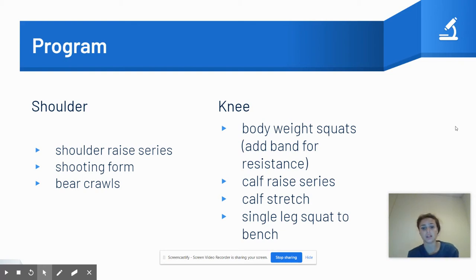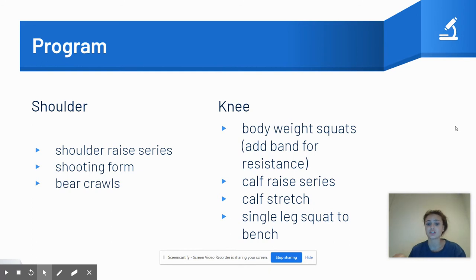And then for the knee, we did body weight squats, and she can add the band for resistance, especially focusing on not bringing her knees in when she hits the bottom and she's coming up. We did calf raise series because even though the calf isn't part of the knee, it is one of the muscles around the knee that supports the knee. So all the muscles around the knee we want to have as strong as possible so that very, very little possibility for injury is able to occur.